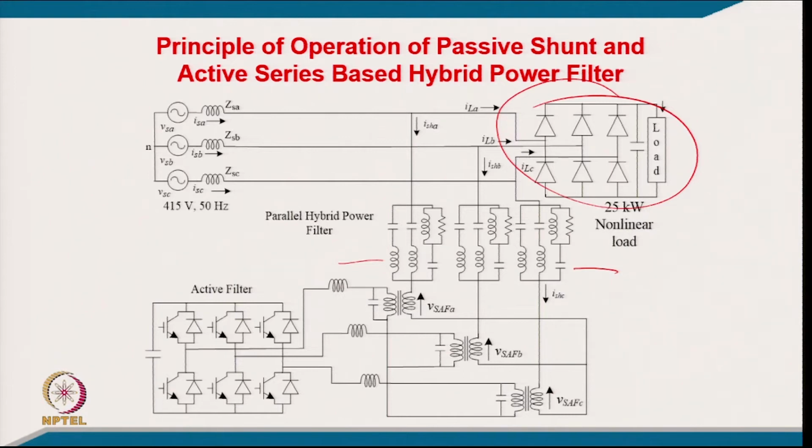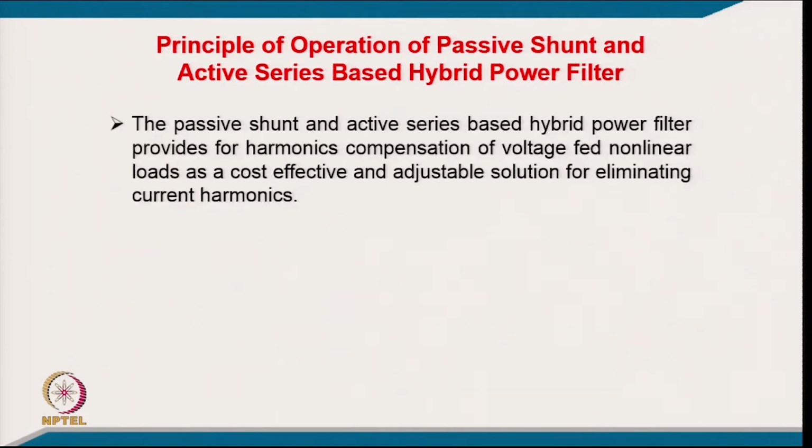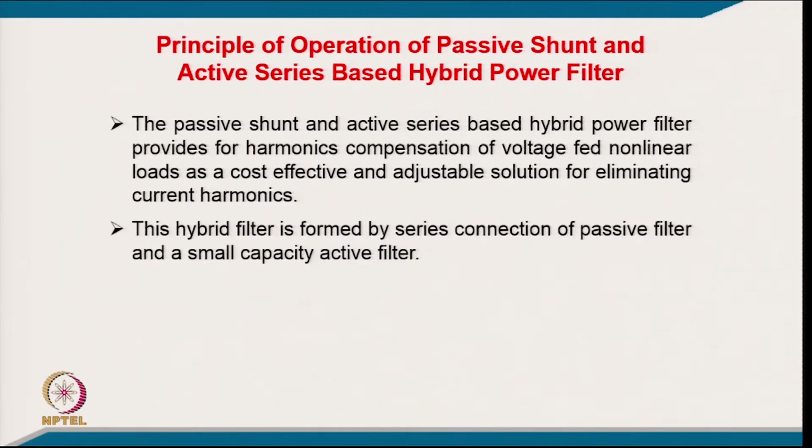I can tell you why it has become quite popular. People developed active filters, but they were very costly, and passive filters had drawbacks. So, with a small active filter with proper control, we are able to eliminate the problems of the passive filter, and it becomes a quite effective solution, cost effective as well as very effective for compensation. So, the passive shunt and active series hybrid filter provides harmonic compensation of voltage fed non-linear load, as well as a cost effective and adjustable solution for eliminating the current harmonic.